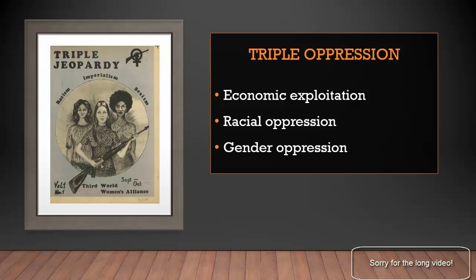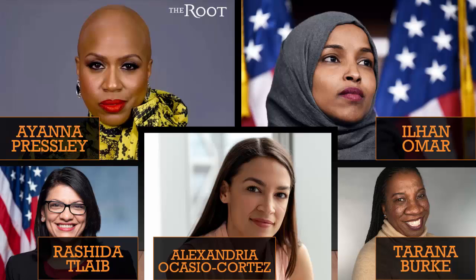As examples of other people that are considered to be part of this fourth wave of feminism, we have Tarana Burke, who's the founder of the Me Too movement, and also the Squad, who are progressive lawmakers Rashida Tlaib, Ilhan Omar, Alexandria Ocasio-Cortez, and Ayanna Pressley.